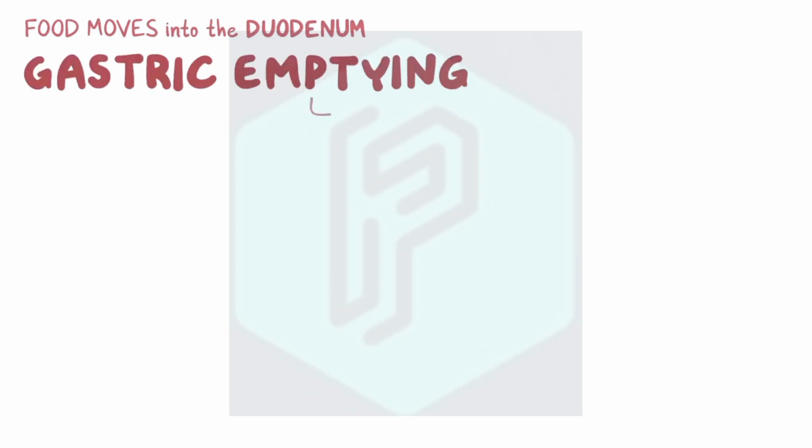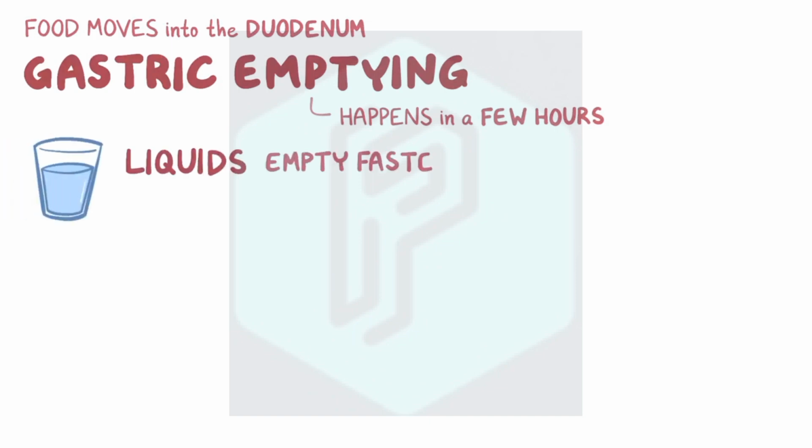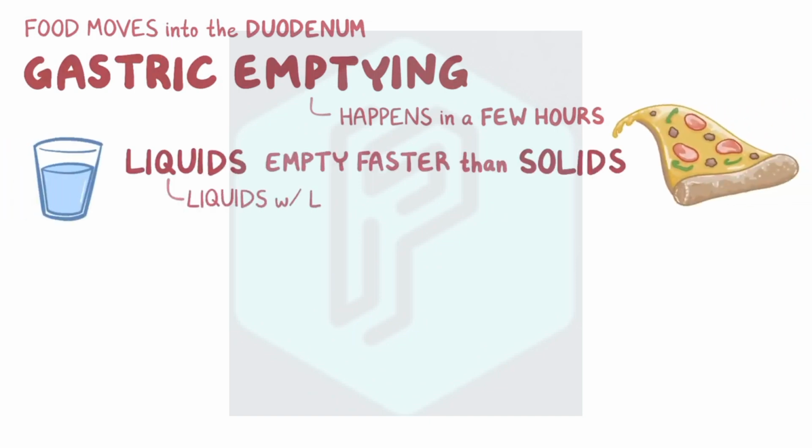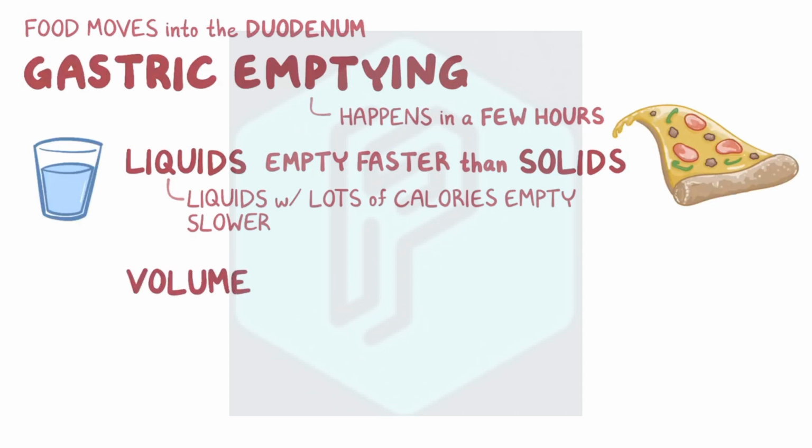Gastric emptying usually happens in a few hours, and it varies a bit depending on the stomach contents. Liquids empty faster than solids, and lipids that contain lots of calories, like juices, empty slower than liquids like water. Another factor is the amount of food eaten and the volume of content in the stomach.